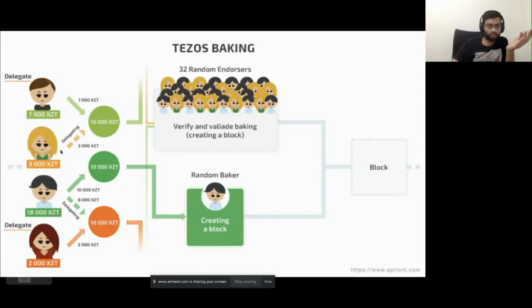So this is Tezos in a diagrammatic representation. There are different delegates who can delegate their token to a baker, amongst which a random baker is chosen, and also 32 random endorsing validators are chosen. The baker proposes a block, and the validators endorse a block. As soon as all of this is finished, the block is ready to be added to the chain.